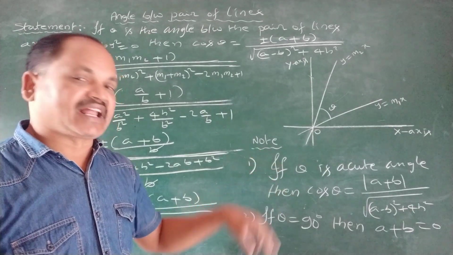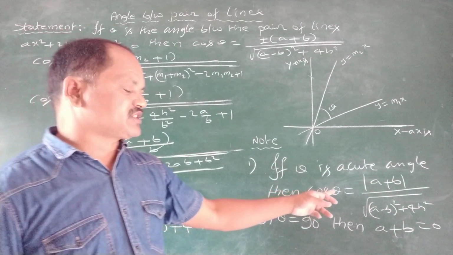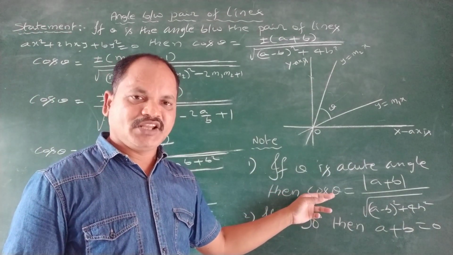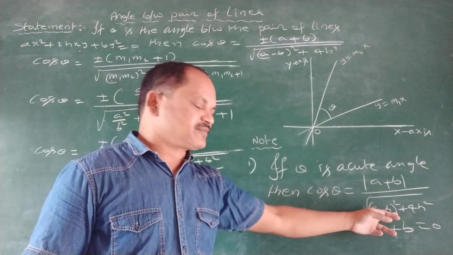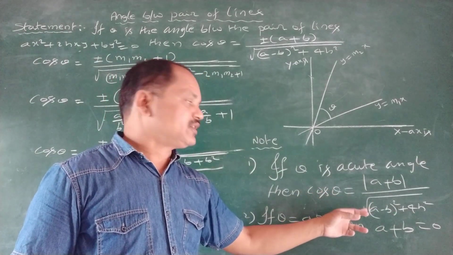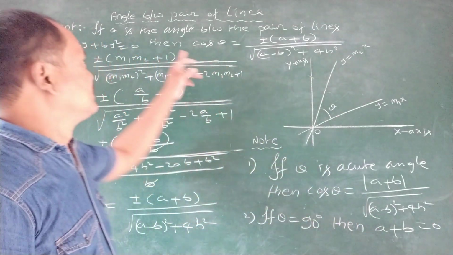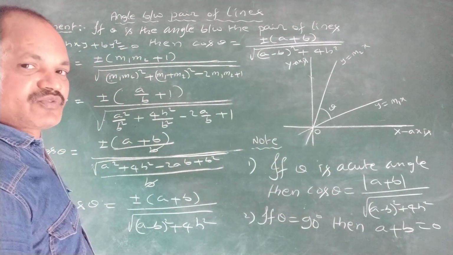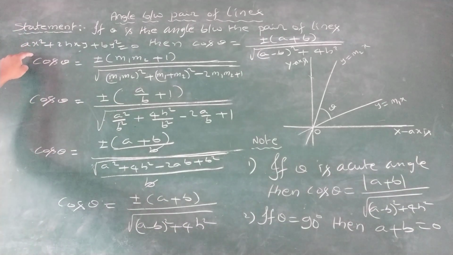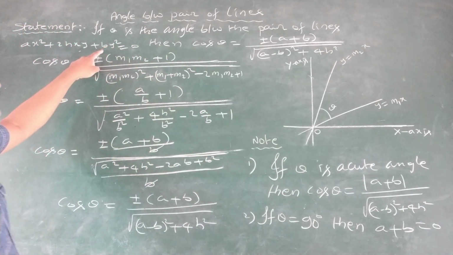Now if theta is a right angle, suppose you substitute 90 in place of theta, cos 90 is 0. Apply cross multiplication, 0 into this one is 0. That's why a plus b is equal to 0. What is a actually? That is the coefficient of x square in the homogeneous equation. And what is b? The coefficient of y square.